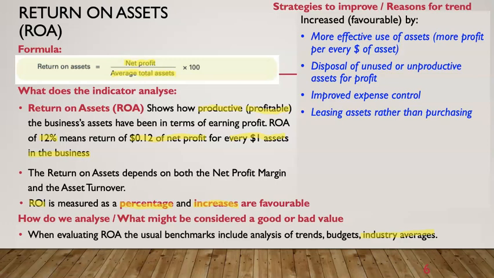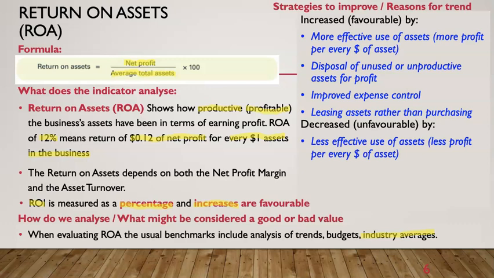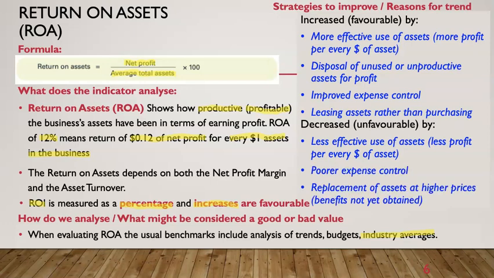That's a complicated one. If it is decreased, which is unfavourable, we are less effective at using our assets. We get less profit for every dollar of assets. We have poor expense control, or we replace our assets at higher prices, which will increase our total assets, and it might not result in net profit immediately. So this could be a good thing, but in the short term, it reduces our return on assets.